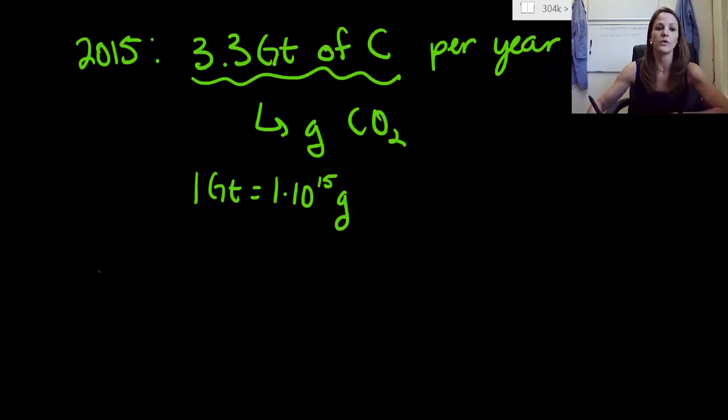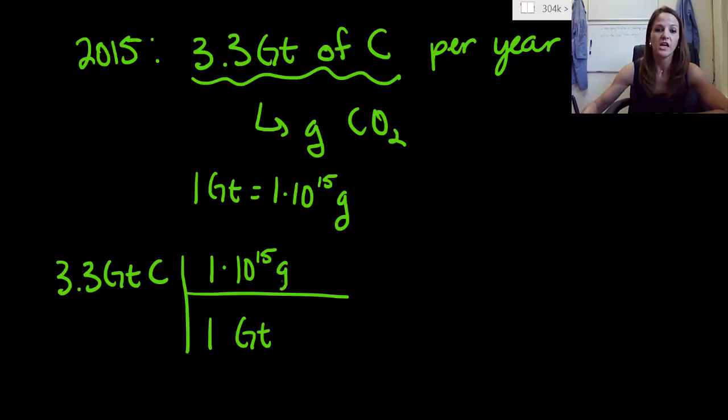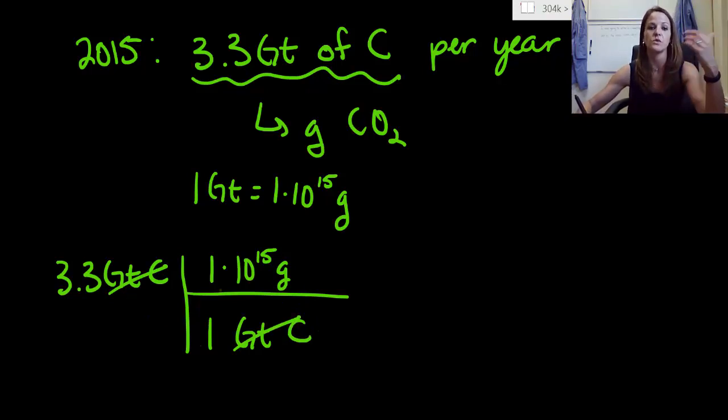So now, start with what we know. We know we have 3.3 gigatons of carbon released every year. So what we need to do is get gigatons out of gigatons and into grams. So we know 1 gigaton is equivalent to 1 times 10 to the 15 grams. Now remember, I have gigatons on the top and then I have gigatons on the bottom, and we do this so that we can cancel everything out. So 1 gigaton of carbon is equal to 1 times 10 to the 15 grams of carbon.